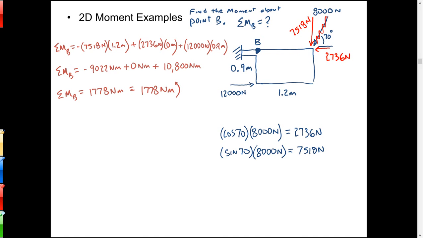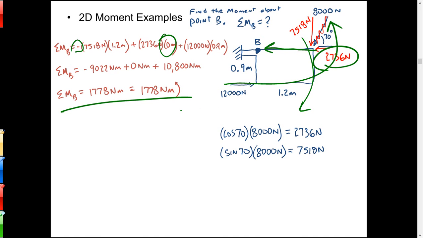Okay, so y'all good with that? So that 2736 goes right through B. It's a zero moment arm. The 7518, just like before, is clockwise, so that gets a negative sign. And this 12,000, that'll come around that way, right? Counterclockwise, so that gets a positive. Add everything up, you get positive 1778 counterclockwise. Questions on that?